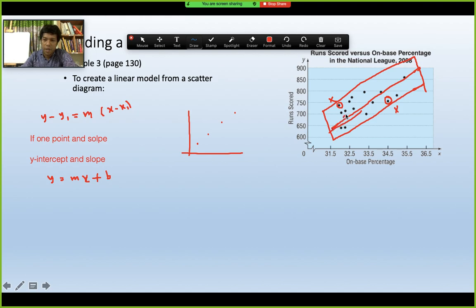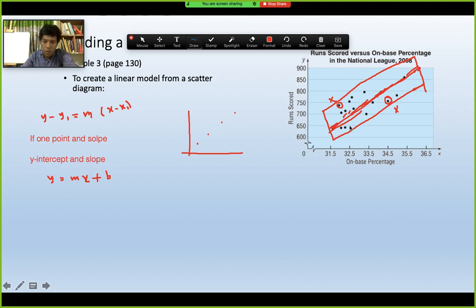Say for example, any 2 points that you think go through the middle, you can choose. Now there is a technique actually. How can you understand which point is in the middle? So imagine a line through the data, and keep an equal number of points up and down.